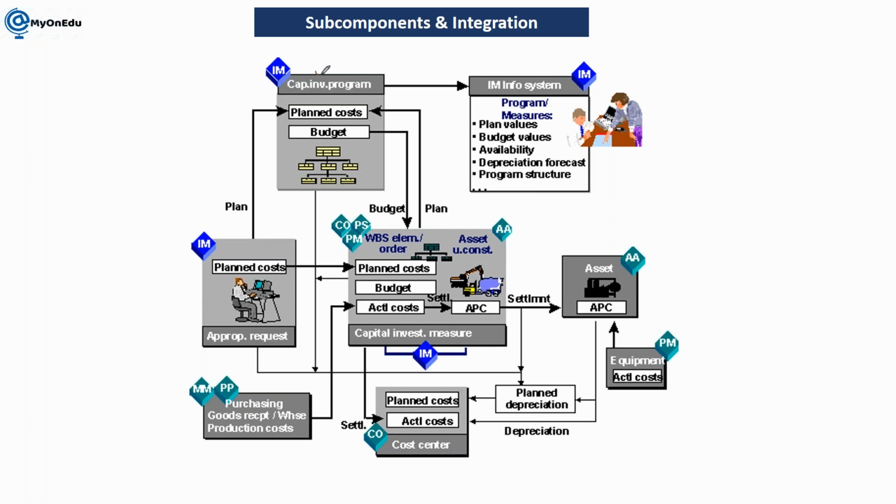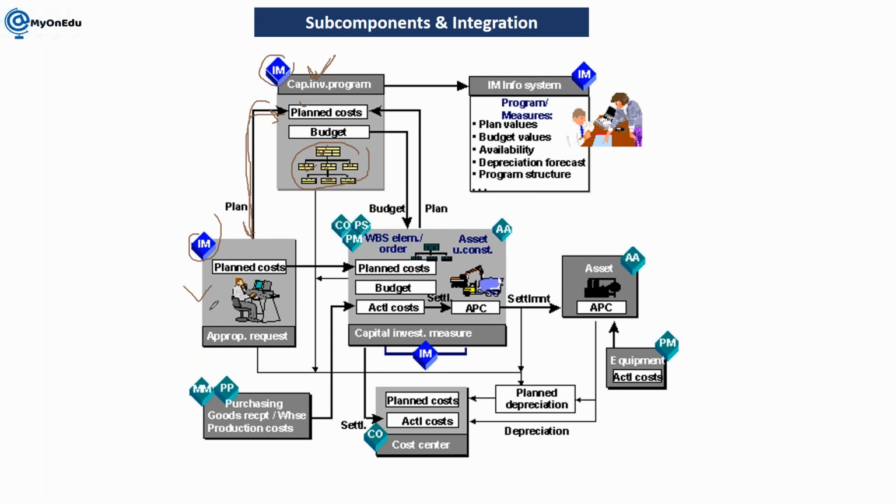This is the capital investment program. Here in IM, you will have the structure, that is the program definition, positions. And then you can plan the cost, where you can plan the cost and the appropriation request. So you can create an appropriation request for any proposal or any idea, and here you can plan your values. Whatever values you are planning, you can see here in your investment program structure. This is also part of investment management.